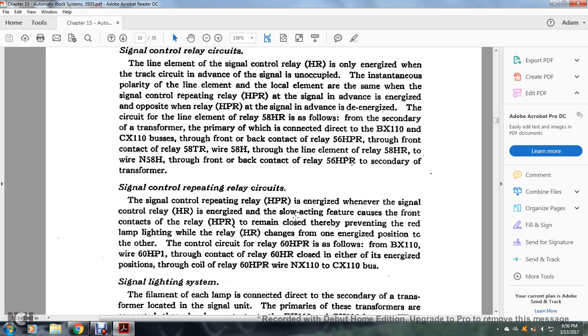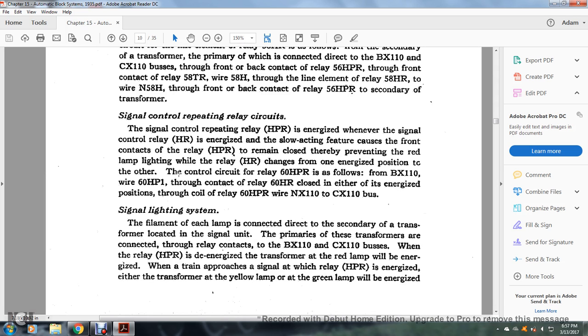This follows the secondary transformer of the primary, which is connected directly with the BX110 and the CX110 buses through the front and the back of the contact of the relay of the 56HPR, opposite one relay or control repeating relay, through the front of the contact relay of the 58TR with the wire 58H through the line element of the relay of the 58HR to the wire 958H, the front and back contact of the 56HPR with the secondary of the transformer.